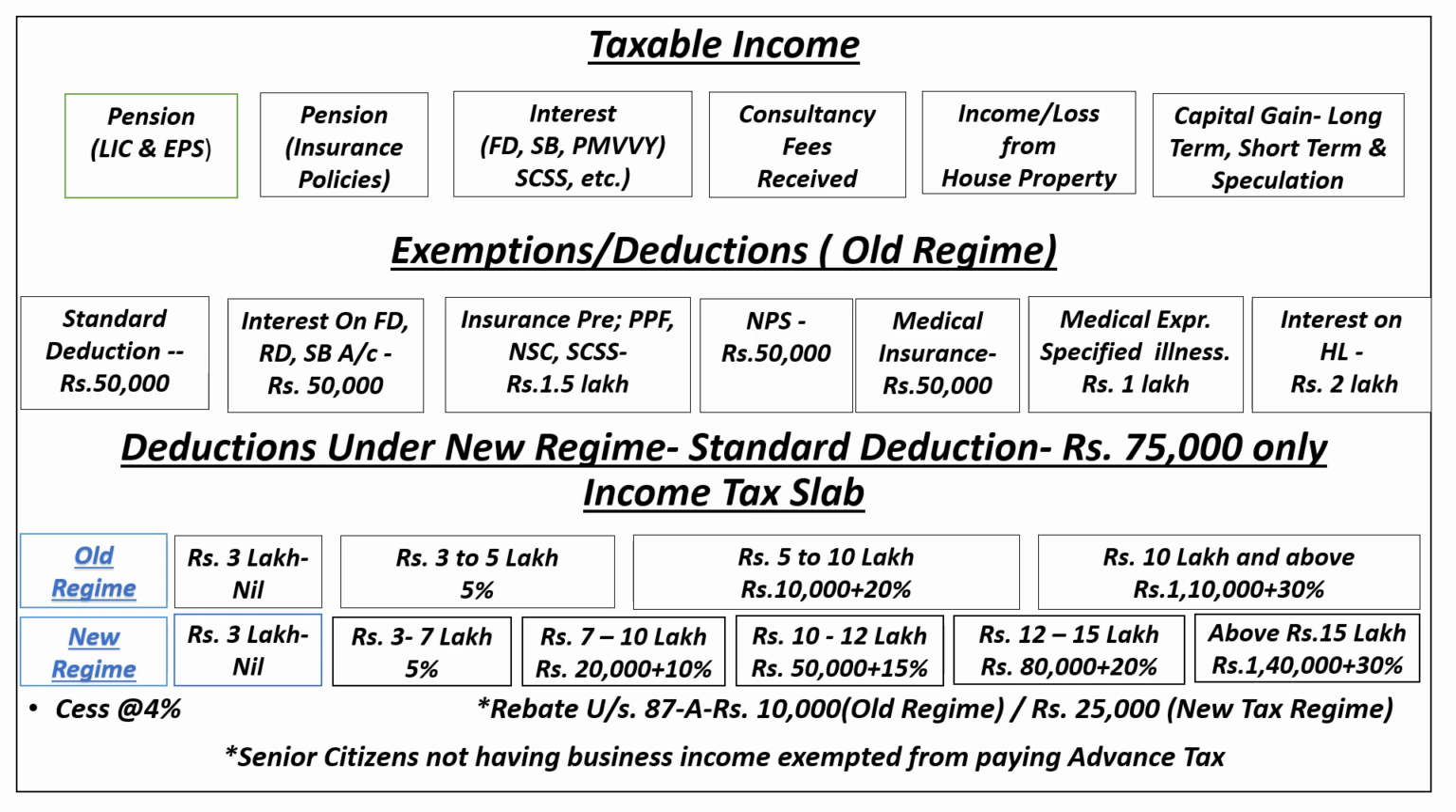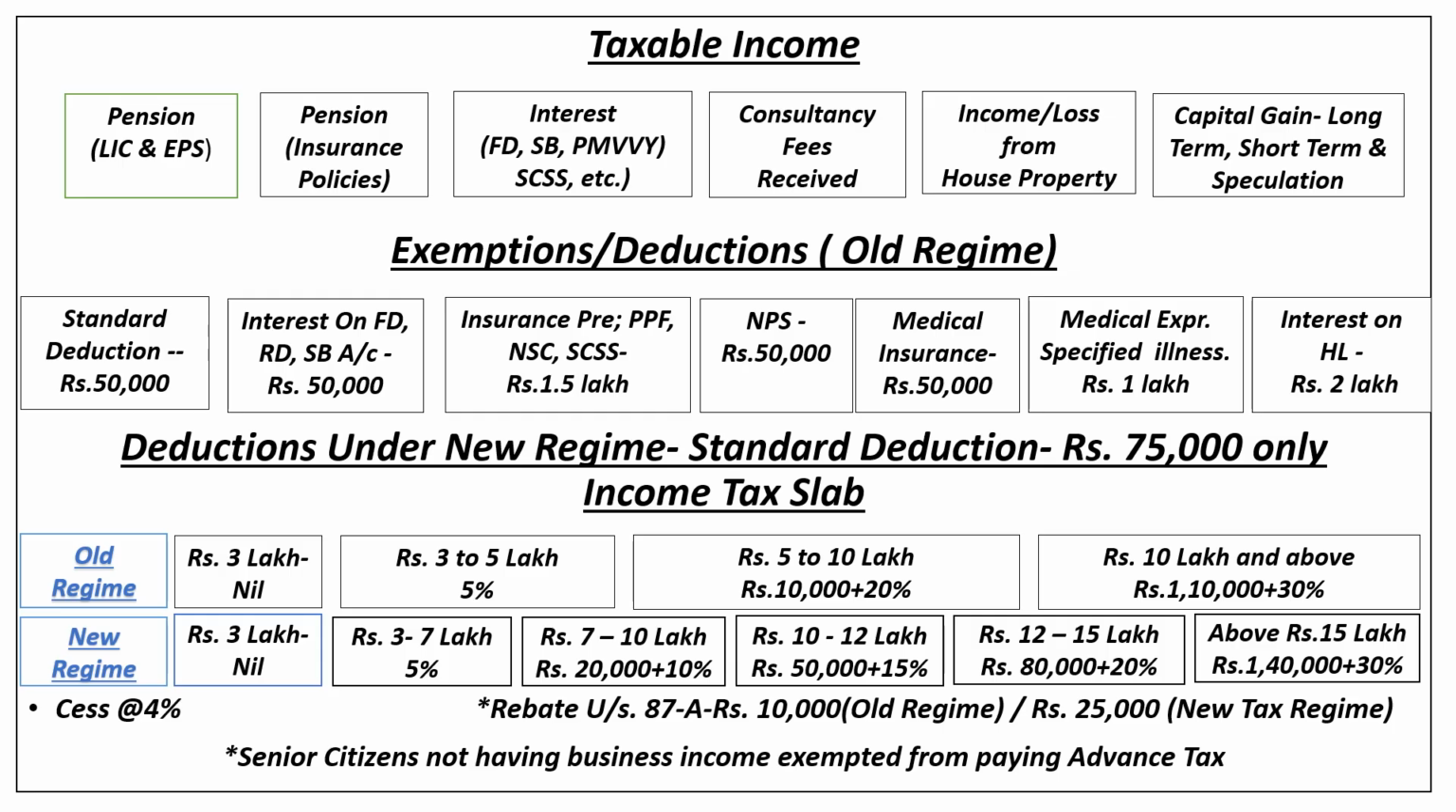What are the exemptions and deductions under the old regime? Standard deduction of rupees 50,000, interest on FD, RD, SB account up to the limit of 50,000, insurance premium, Public Provident Fund, National Savings Certificate investment, Senior Citizen Savings Scheme investment up to a limit of 1.5 lakhs, investment in National Pension Scheme up to a limit of 50,000, medical insurance if it has been taken by the retiree to an extent of 50,000 rupees premium, medical expenditure for specified diseases rupees 1 lakh, interest on housing loan up to 2 lakhs. Deduction under the new regime: standard deduction rupees 75,000 only.